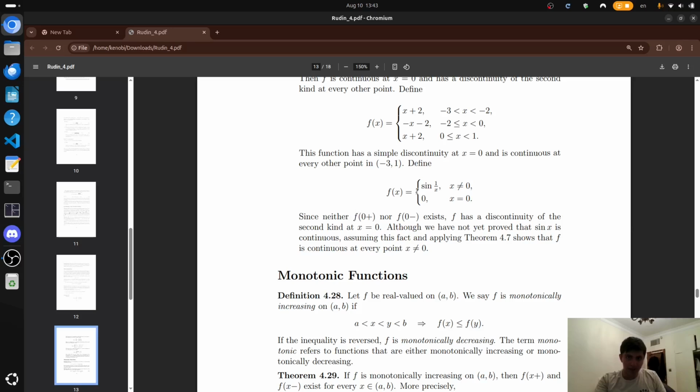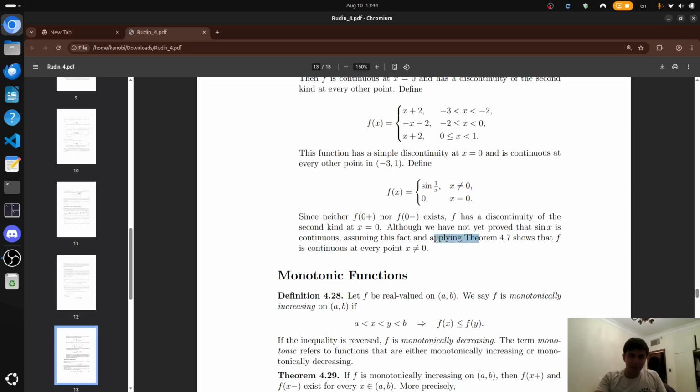Now, f of x equals sine of 1 over x for x not equal to 0 and 0 for x equals 0. We know that f of 0 from right and f of 0 from left don't exist. That's because you're not really approaching anything. Sine is basically cycling from negative 1 to 1, and when x goes to 0, you're basically cycling. You're not going anywhere. You're not approaching anything. So neither the right hand nor the left hand limit exists. So f has a discontinuity of the second kind at x equals 0.